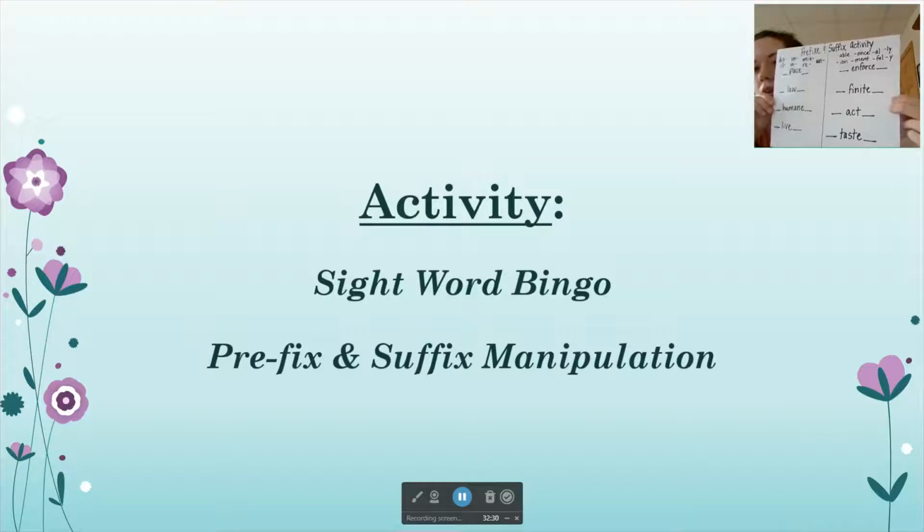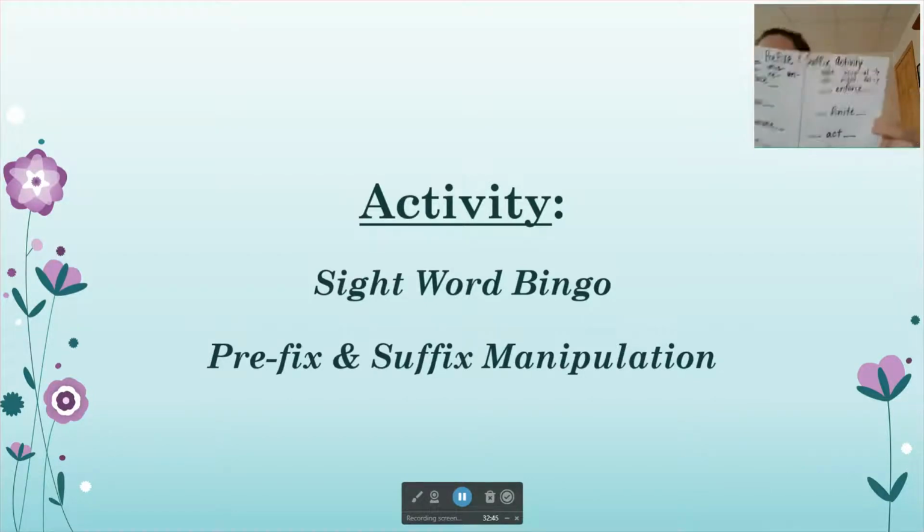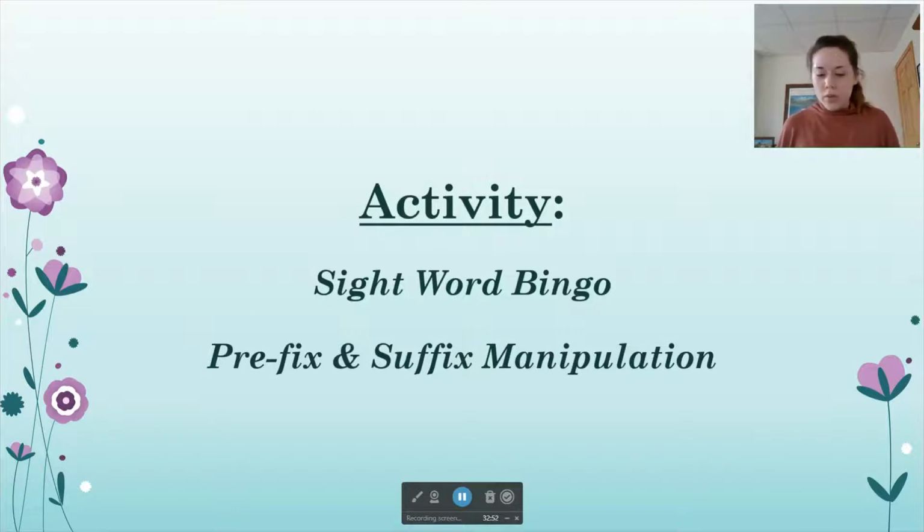For each one, they get 1 point for each prefix or suffix that they put on, but they get 2 if they put both a prefix and a suffix on each word. So it's just kind of a fun, friendly competition with word recognition, manipulating how the word's going to go. It's a fun game, I think, for them to try out. So those will be my 2 activities that I'm going to demonstrate for you, and I'm kind of excited, honestly. I'm going to pause for a second, and we'll be back in a sec.